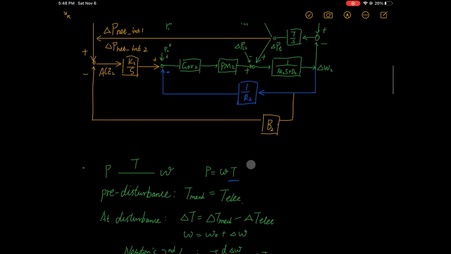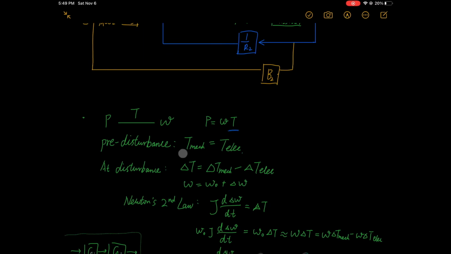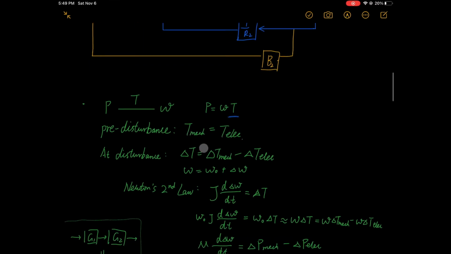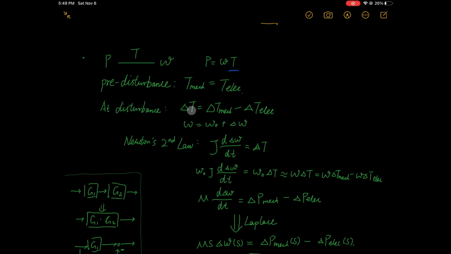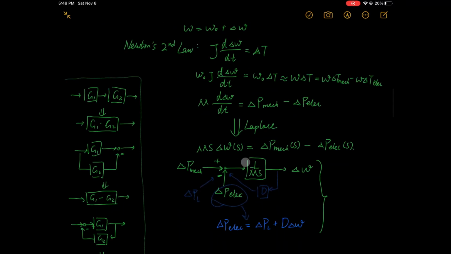Let's start from the torque. It's a bridge between P and omega. In steady state, the mechanical torque is equal to the electrical torque. When a disturbance happens, you can start from Newton's second law, multiplying it with omega 0, and take a Laplace transform to find the model of delta Pm, delta Pe, and delta omega.